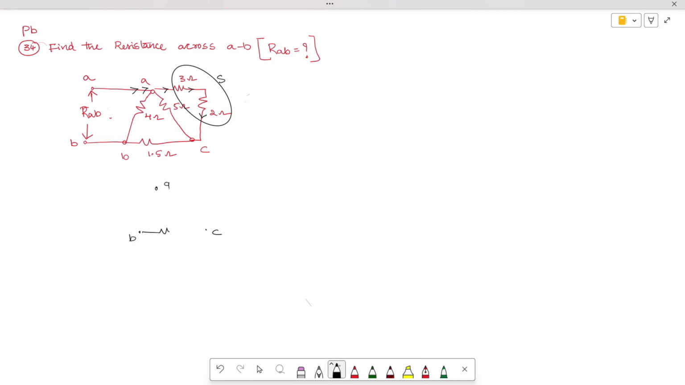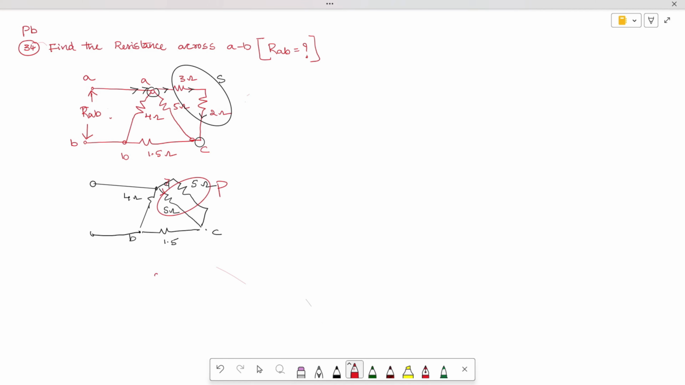Here you are going to have a 1.5 ohm resistor, here a 4 ohm resistor, and already here we have a 5 ohm resistor. So these two are connected in series between the nodes A and C, and you get one more parallel branch across A and C with a value of 5 ohm. When you carefully observe, the current comes to this node and divides, and these two are connected in parallel.